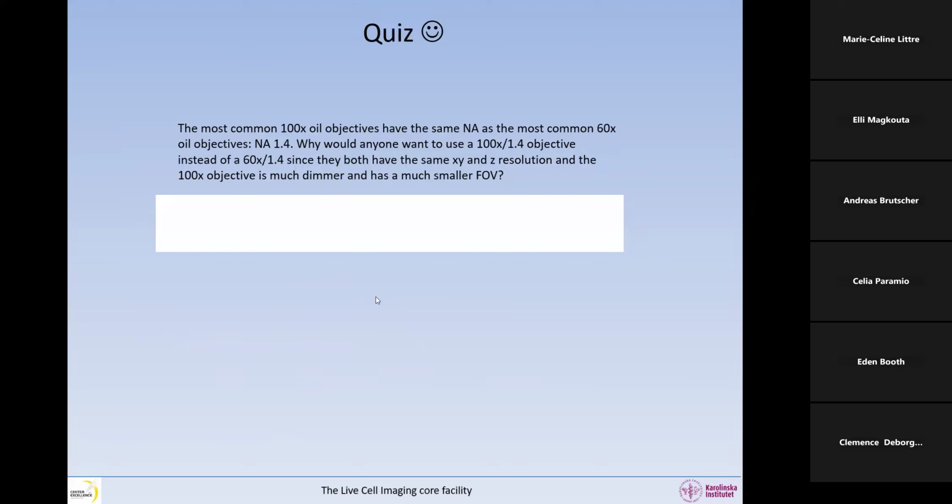Okay, so now I have a little quiz for you. The most common 100x objectives have the same numerical aperture as the most common 60x objective. So the most common 100x and 60x objectives have a numerical aperture of 1.4. So why would anyone ever want to use a 100x objective with an NA of 1.4, considering that they both have the same X, Y, and Z optical resolution, and that the 100x is much dimmer and has a much smaller field of view? Can anyone tell me?